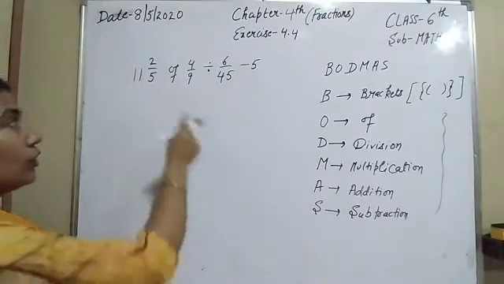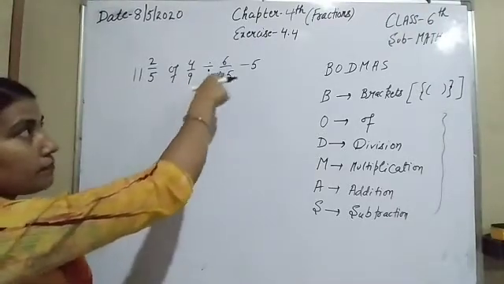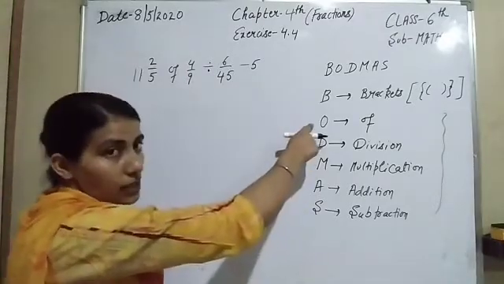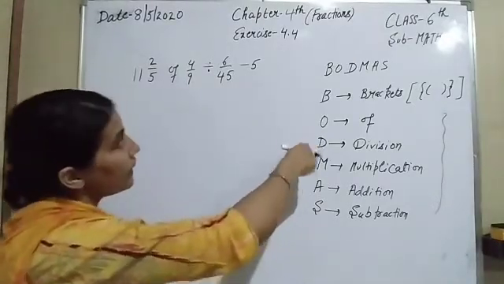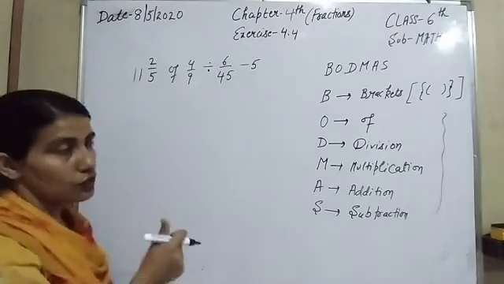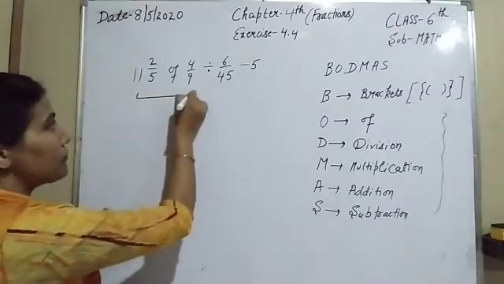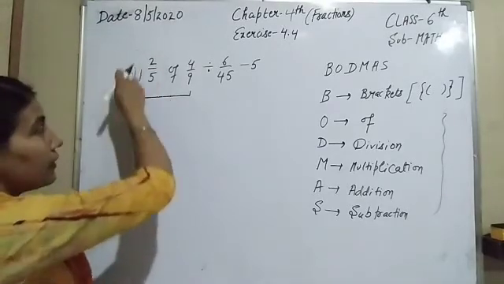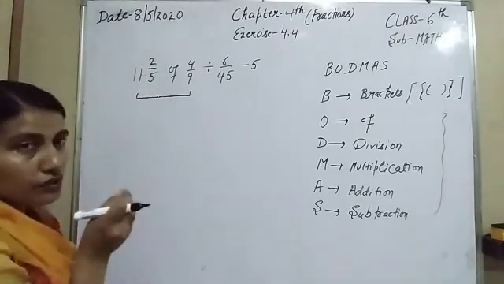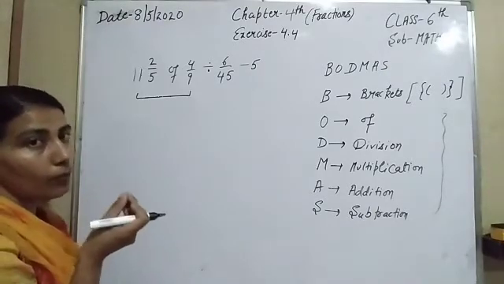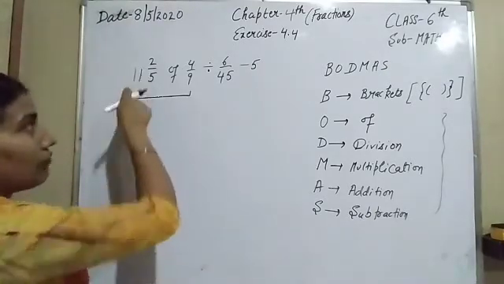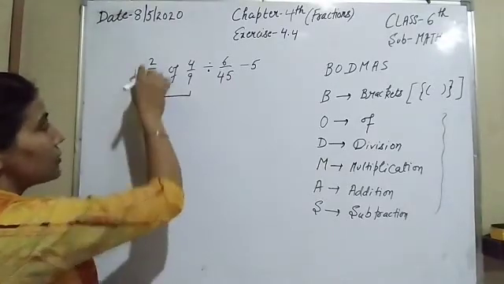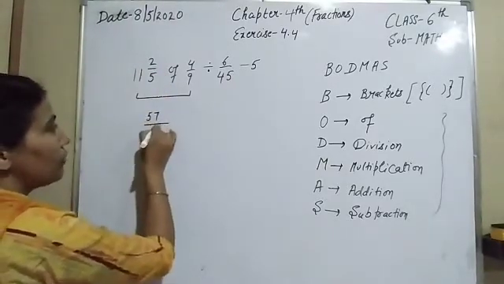According to the rule, we have the of symbol, the division symbol and the subtraction symbol. So firstly comes the of symbol, after that division, and after that subtraction. So firstly we have to solve this of symbol. It is in the form of a mixed fraction, so we have to convert it into an improper fraction. So 5 into 11 is 55 plus 2, that is 57 over 5.